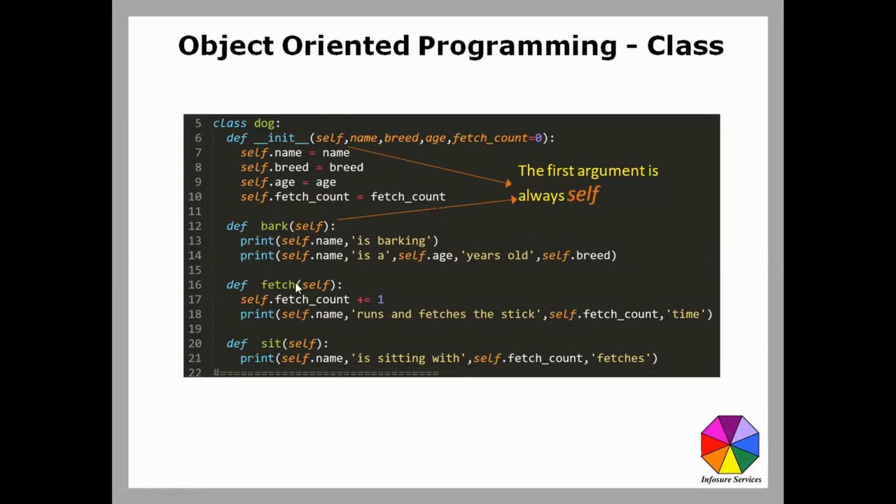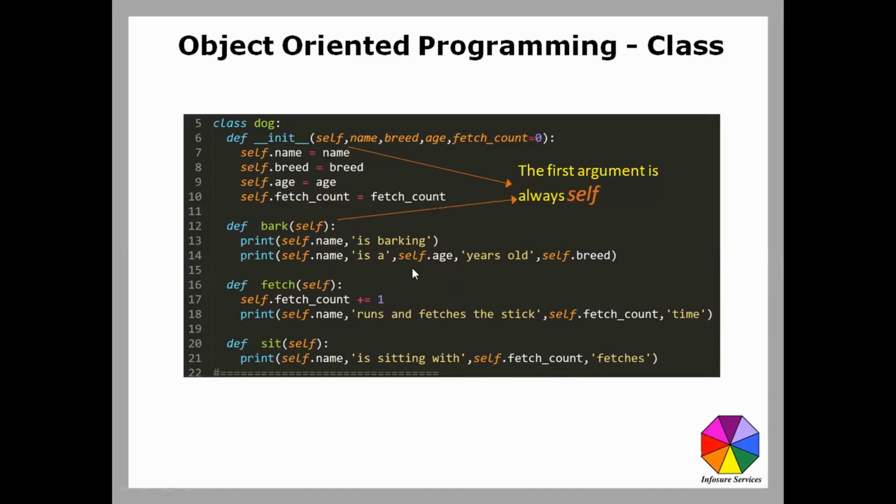Every time I call this fetch function or this fetch method, it will increment the fetch count. Okay, so here I'm printing Toby runs and fetches a stick fetch count times. Okay, one time. Another time I call the fetch, it will increment the count to 2 times, likewise. Another function def sit, name dog Rover is sitting with 5 fetches, like that.